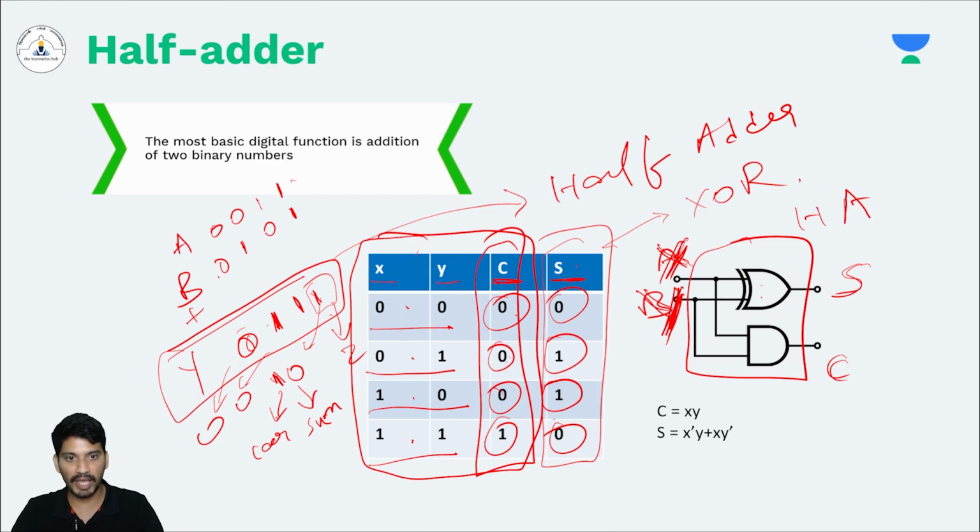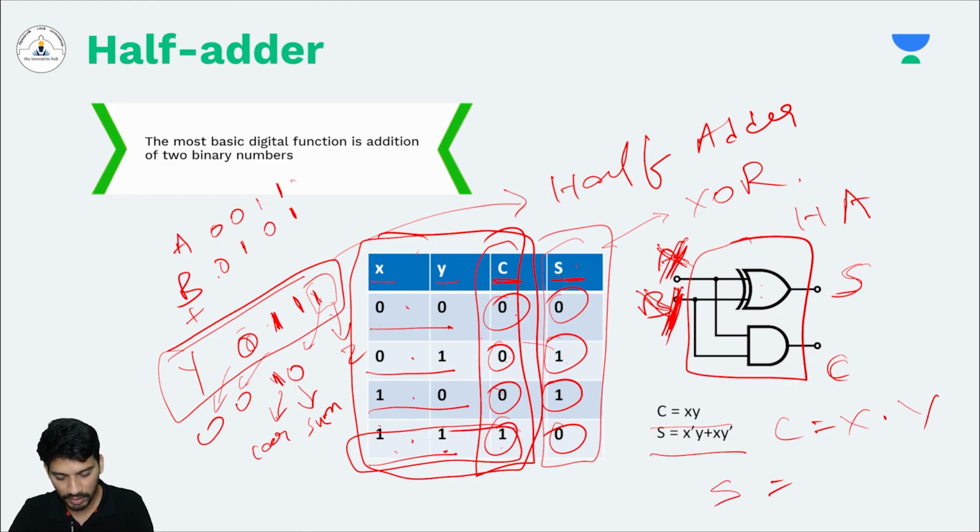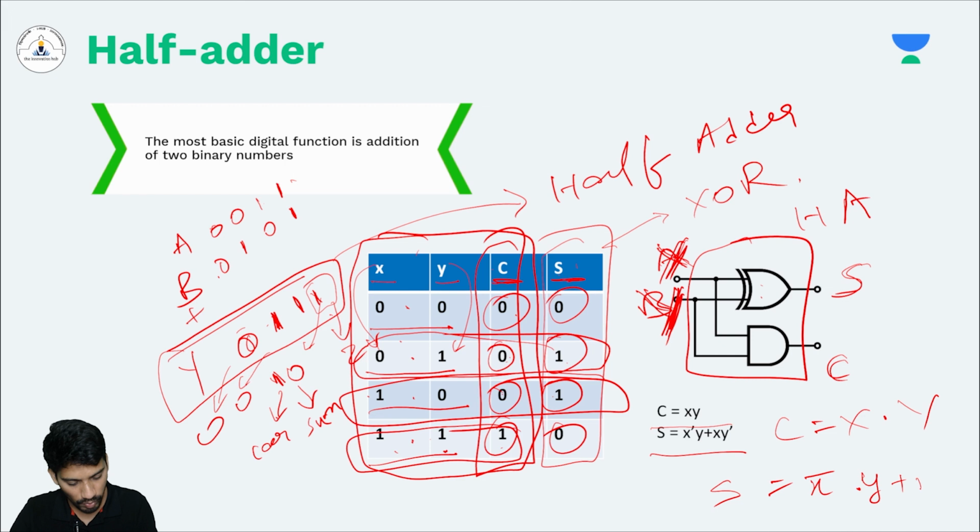So the expressions of s and c are like this. C is only 1 when both x and y are 1, so you can write c is equal to x dot y. Similarly, s is equal to 1 when one of the inputs is complemented, dot the other input is the true value, plus the case where one input is the true value and the other is complemented, dot bar, right?